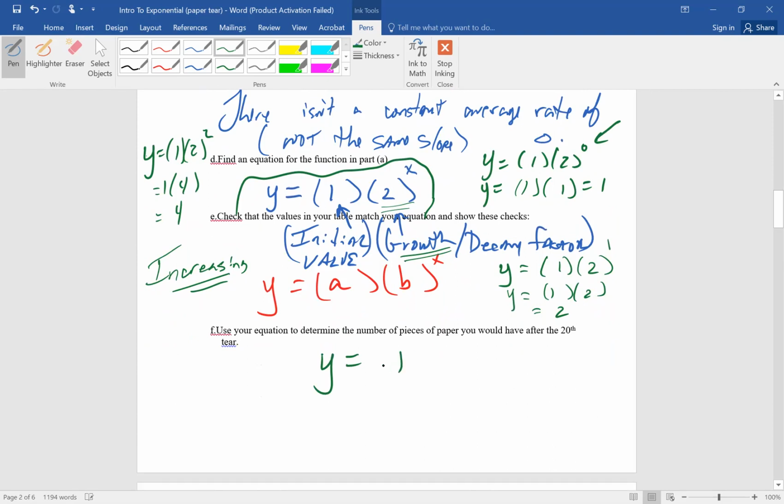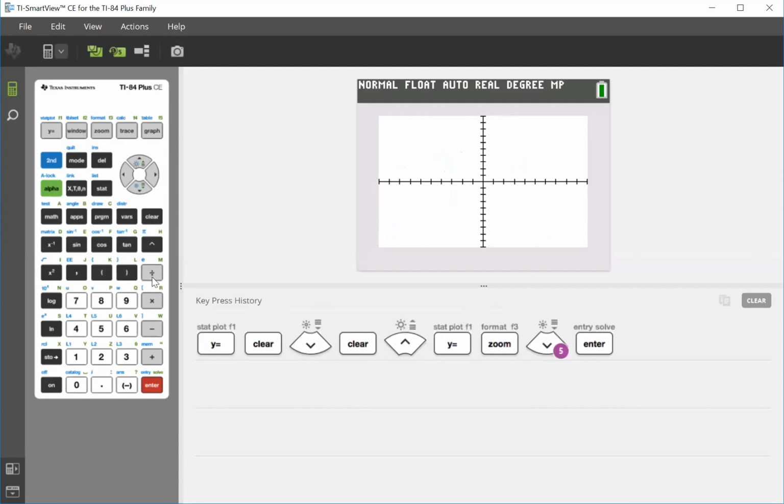y equals 1 piece of paper times 2 to the x. Remember again, this is my function. And then you just put 20 tears there. I don't know if we could actually get to 20 tears, but let's go ahead and practice this on a calculator too. What we want to do is 1 times 2 to the 20th.